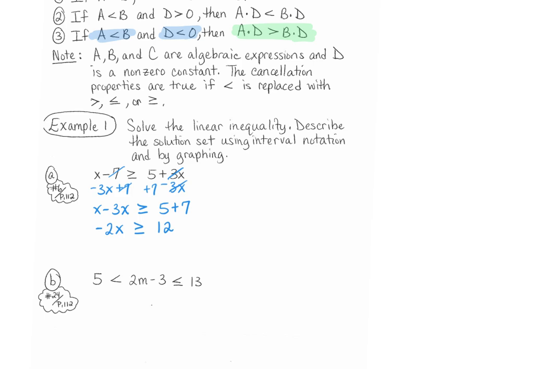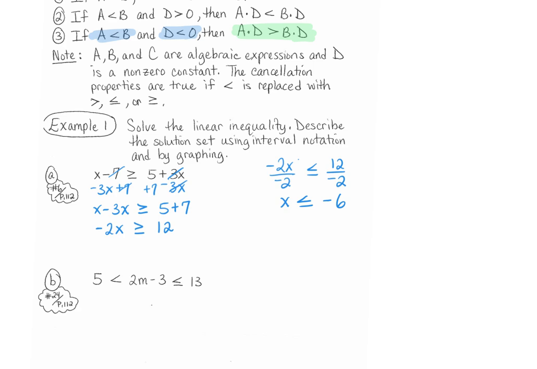Now, we want to get x by itself, so we want to divide both sides by negative 2. But notice that, by the cancellation property, the sign is going to have to be reversed. Right now it's greater than or equal to. Whenever we divide by negative 2, that reverses the symbol. So we get x is less than or equal to negative 6.